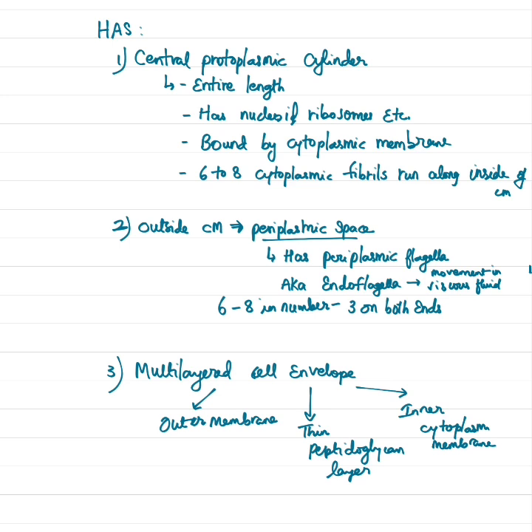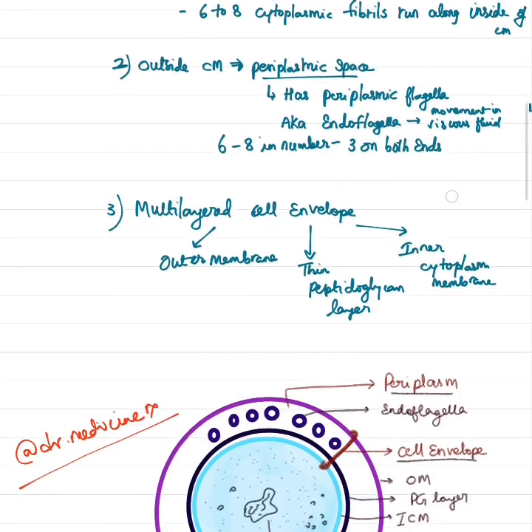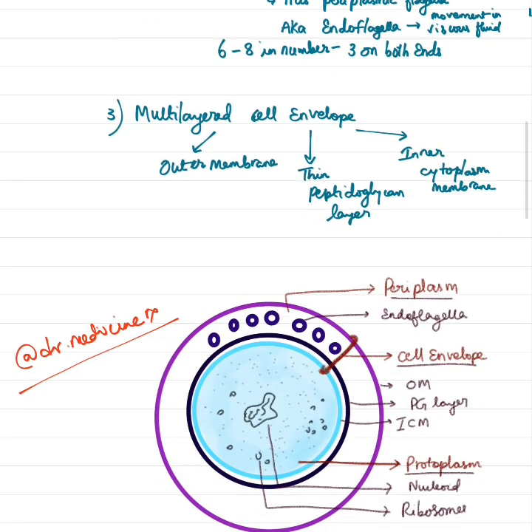The peptidoglycan layer is present in this periplasmic space, and there are also periplasmic flagellae, which are also known as endoflagellae, and because of this periplasmic location of the flagellae, the treponeme is able to move in viscous fluid. These endoflagellae are again 6 to 8 in number, and usually 3 flagellae are present on both ends. Coming to the cell envelope, we have the outer membrane, the middle thin peptidoglycan layer, and the inner cytoplasmic membrane.